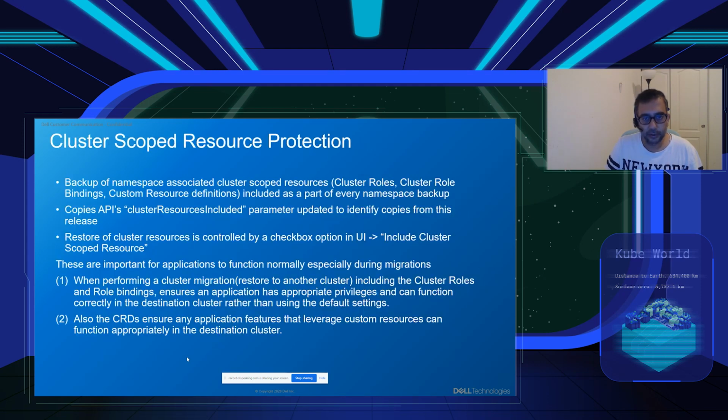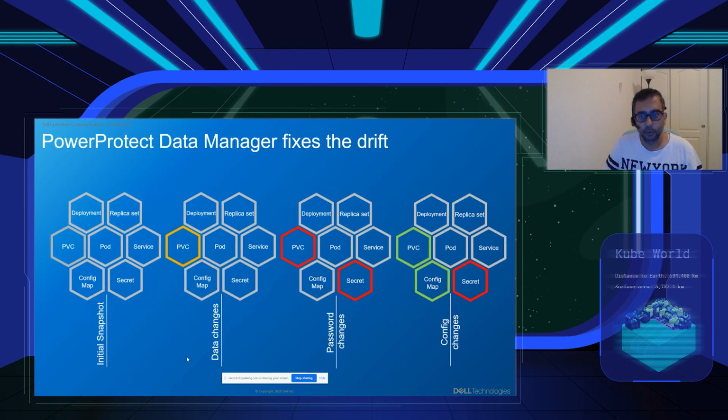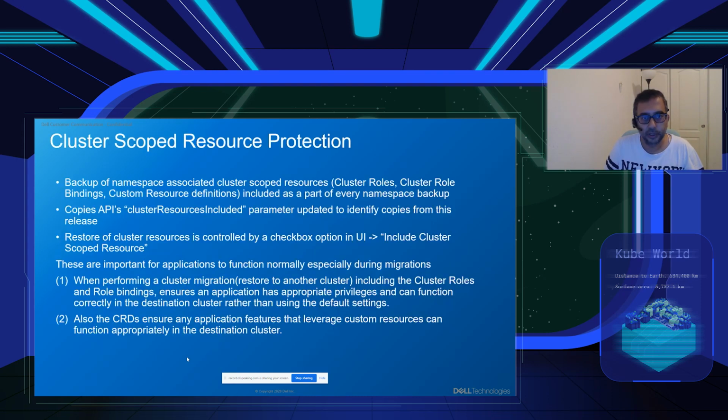So what we need is to be able to protect the entire application, so make sure that there is no drift. In addition to just the application definitions, there are also additional definitions that can be stored, such as cluster role bindings and custom resource definitions. These are more like cluster level components, cluster scoped, and these are important, especially when you are migrating applications.